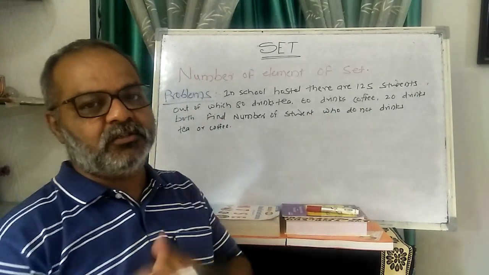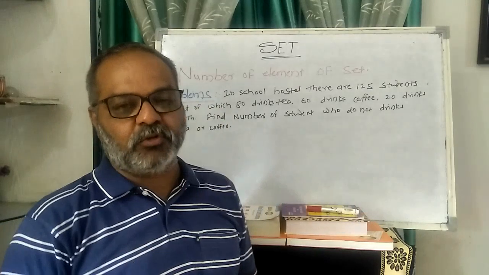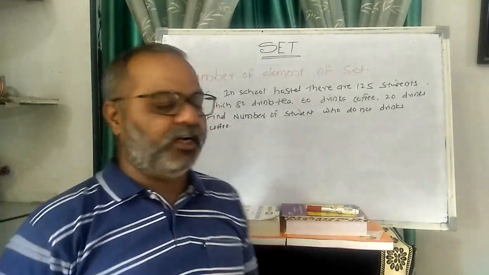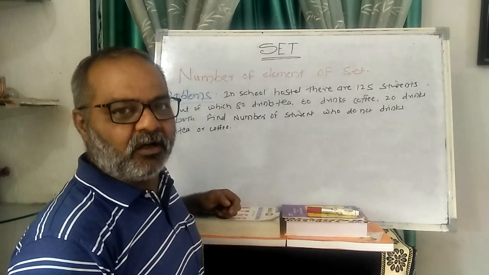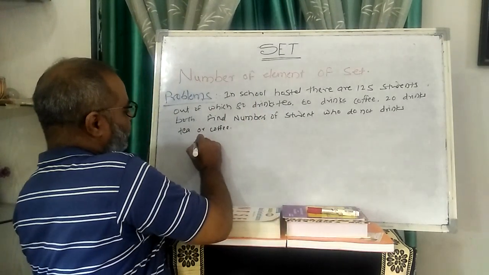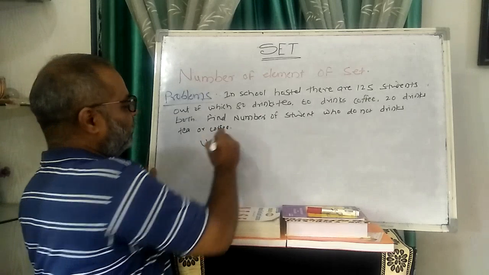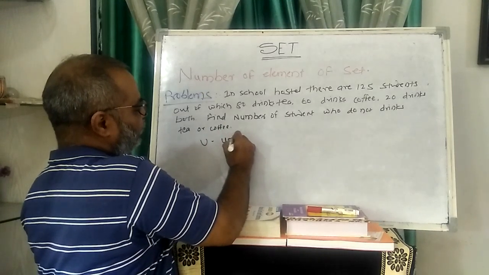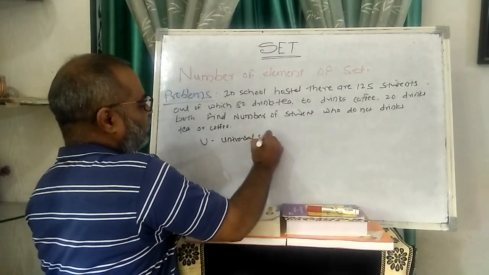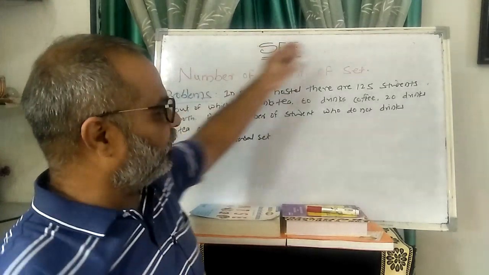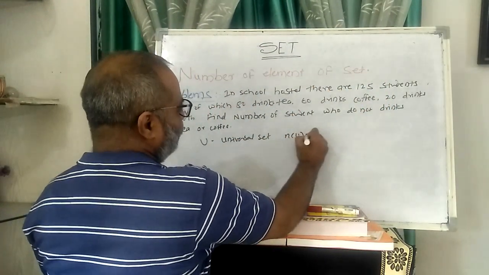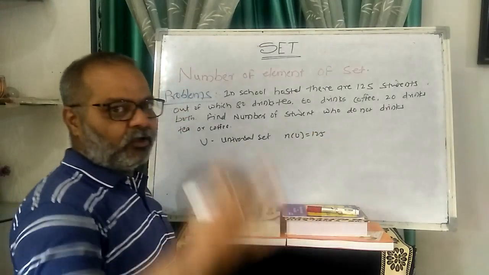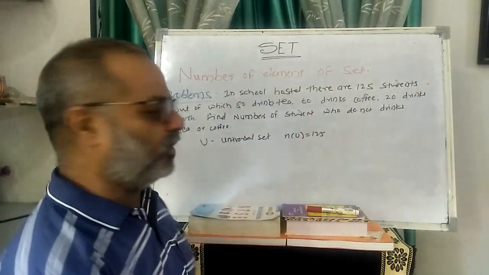Okay. So this is a problem with reference to the number of elements of a set. I just denote tea and coffee as the names of sets. So I take U as the universal set. Universal set means how many students are present. So n(U) is 125. It is a bigger set, a collection of all of them.